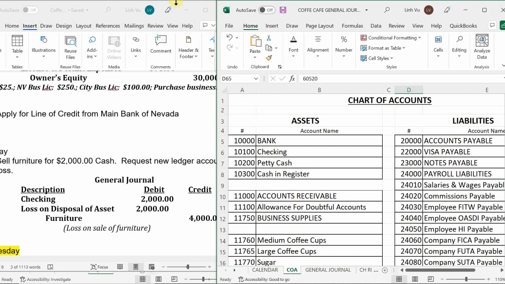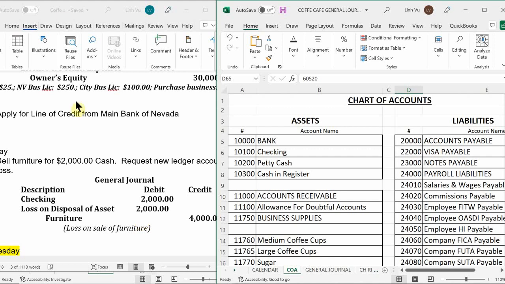Okay? And of course, we're going to recognize our $2,000 loss, because we sold out all of our furniture, right? Because I don't want to use an old coffee shop's furniture. What if it doesn't match the color scheme that I want my coffee shop to have? So in this case, I'm going to get rid of all of it, and I'm going to write off that I sold out all $4,000 worth of my furniture. I got rid of all of it.